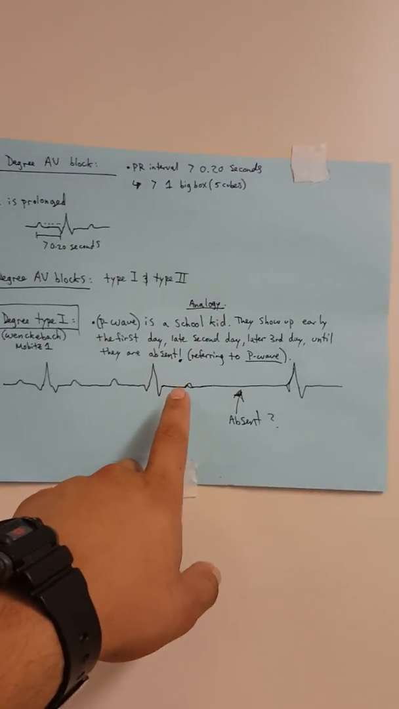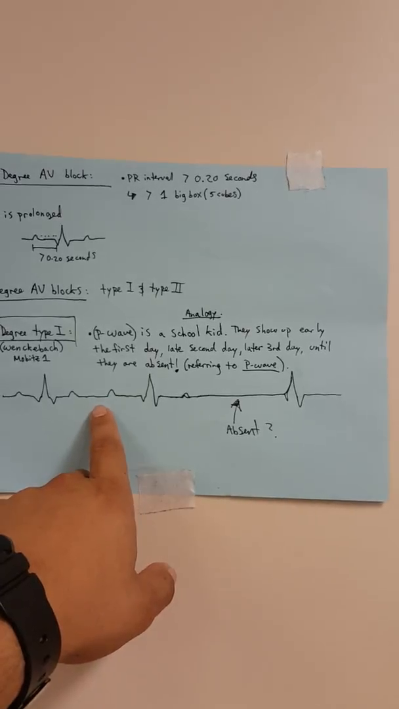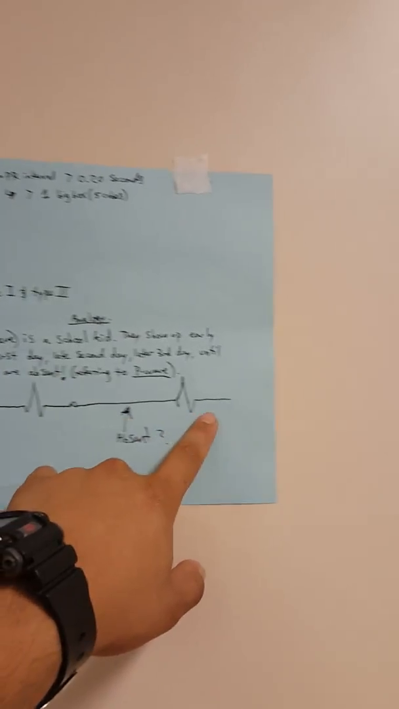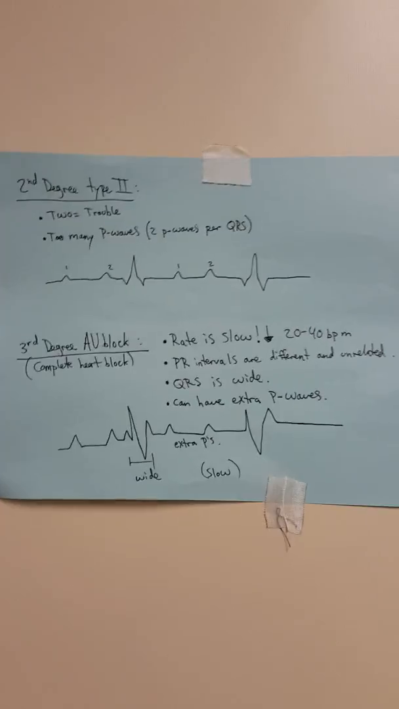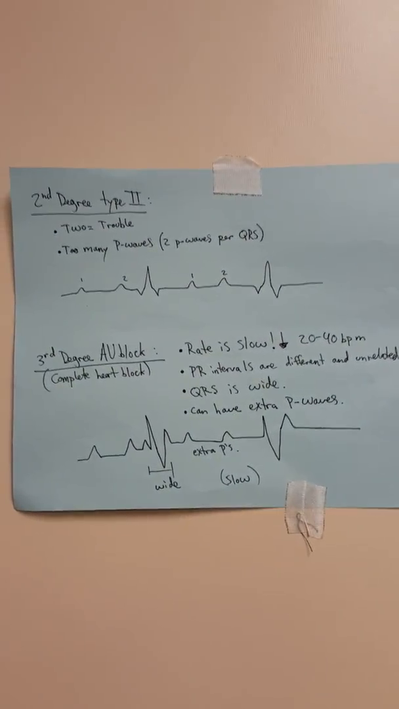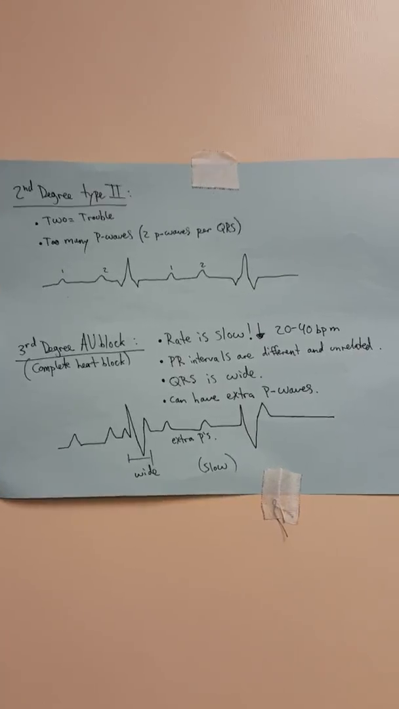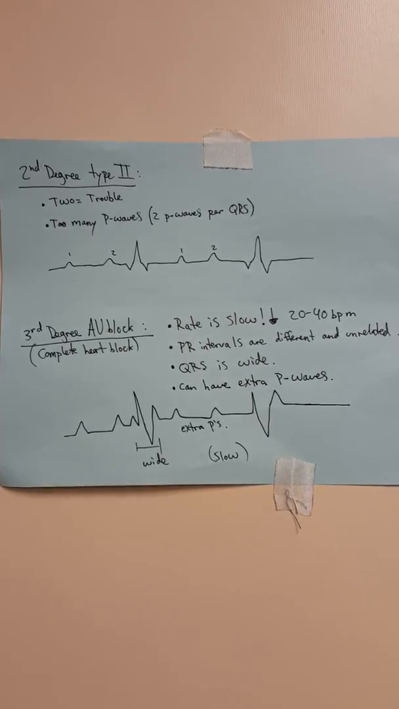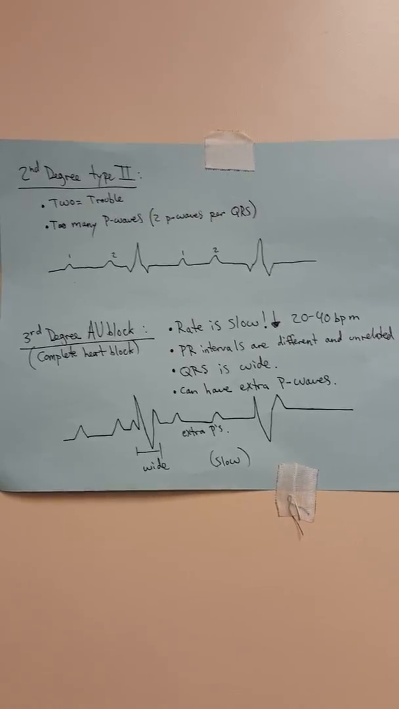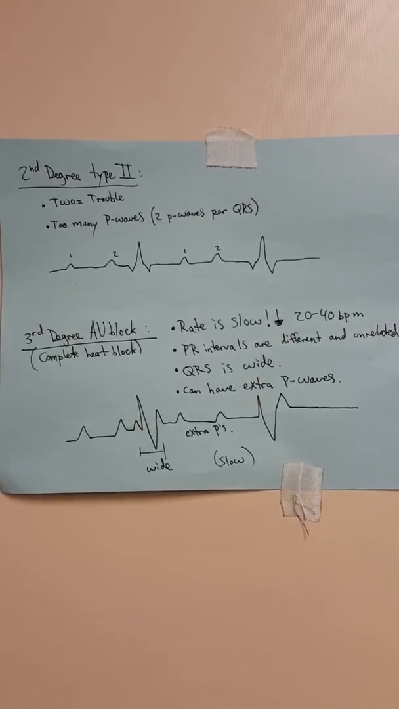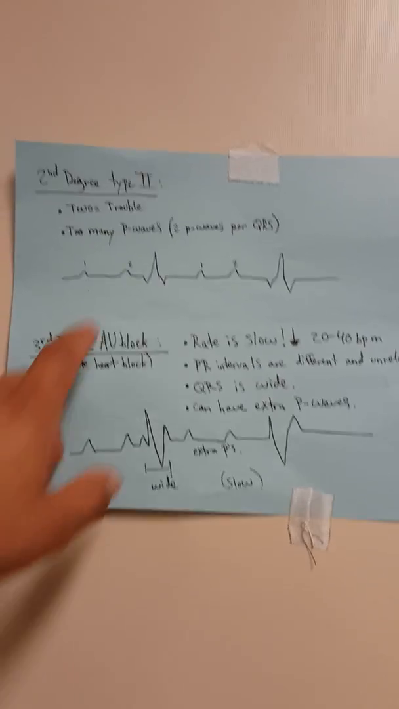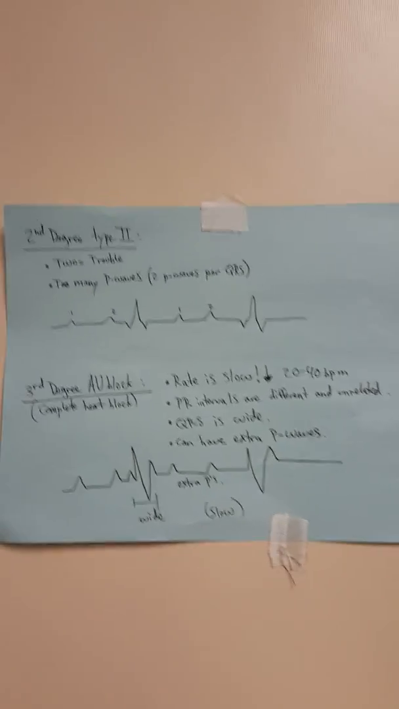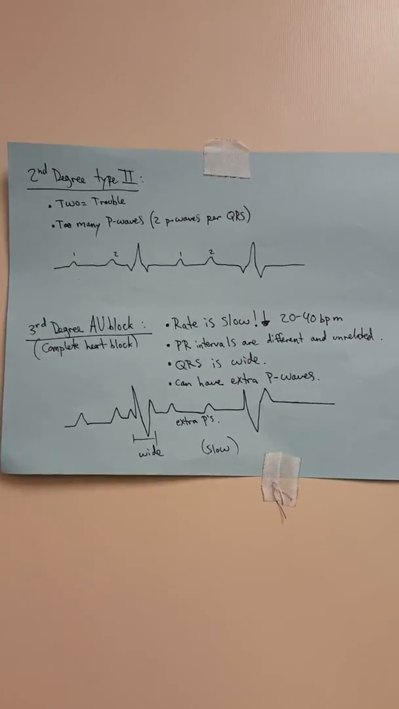Now don't mix up the T waves for a P wave. It's P, QRS, T. Don't mix this over here. There's no P wave. Second degree type 2, I like to remember is 2 equals trouble. Terrible 2s for kids. Easy way to remember it. Too many P's. Trouble. Too many P's per QRS. So look at 1P, 2P, QRS. 1P, 2P, QRS. It's pretty easy to remember.